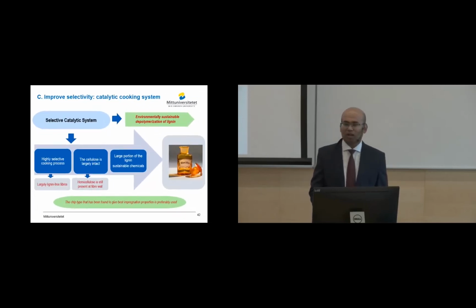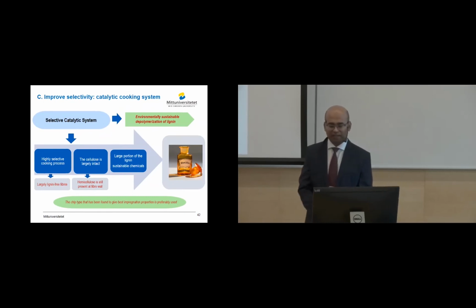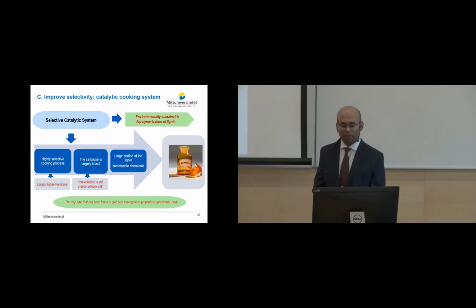So now the last one: improve selectivity in a catalytic cooking system. Because we know during this pulping process we have so much lignin. And lignin is a highly complex biopolymer, one of the most abundant, sustainable raw materials in the world, on Earth. So we investigated a catalytic lignin-selective cooking method in which a large portion of the lignin was obtained as vanillin. We intend to investigate whether we can optimize this approach further to achieve a highly selective cooking process, giving largely lignin-free fibers, keeping the cellulose largely intact and hemicellulose still present on the fiber wall.